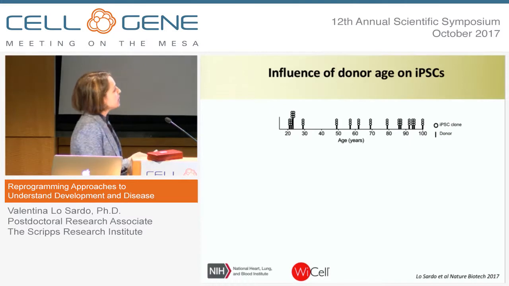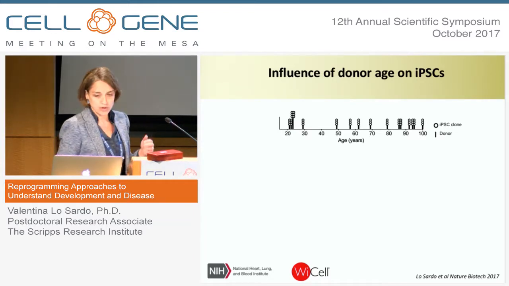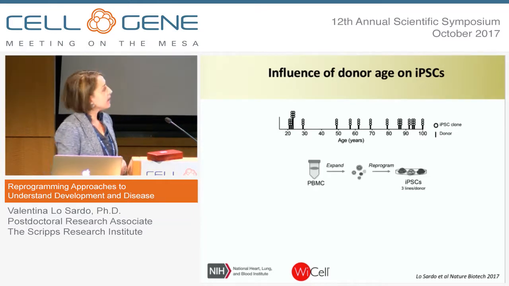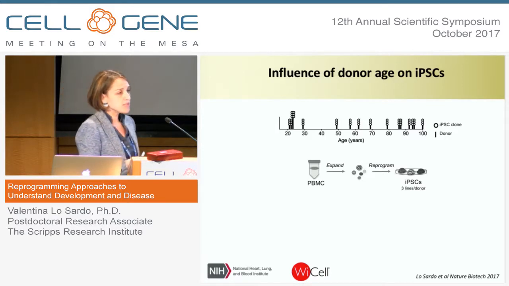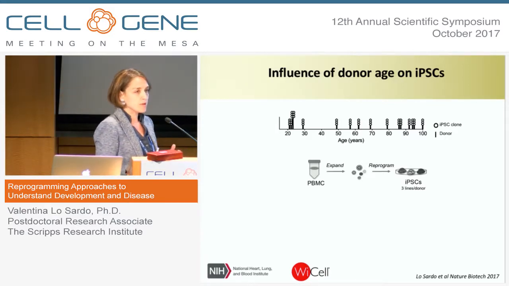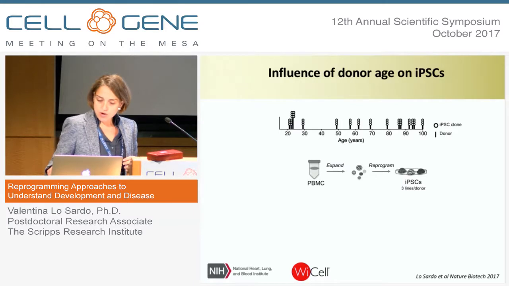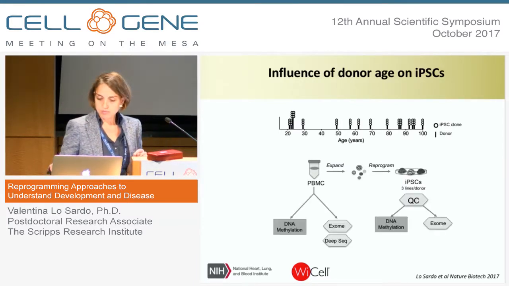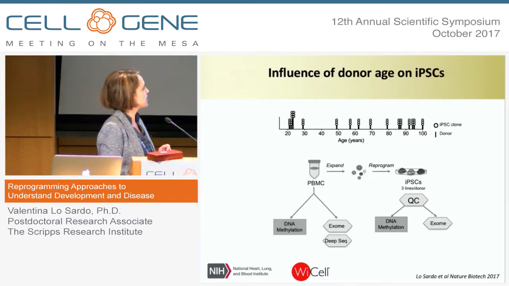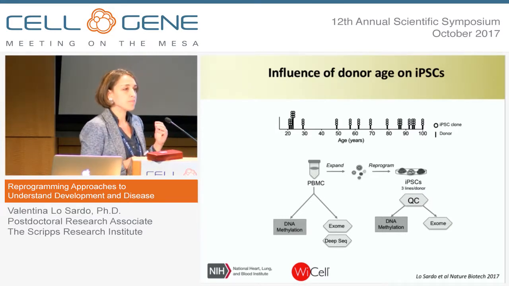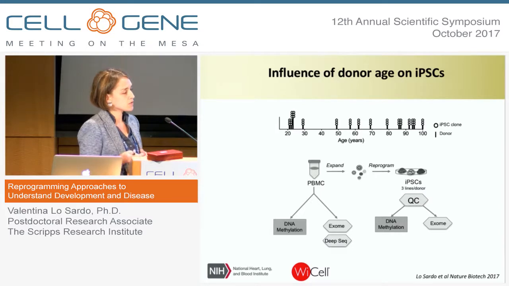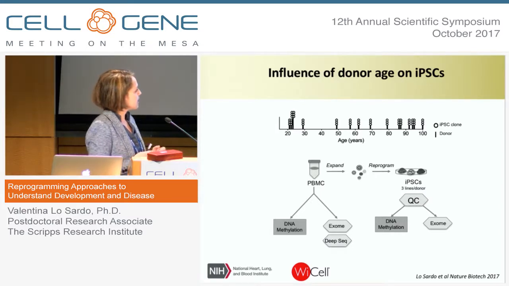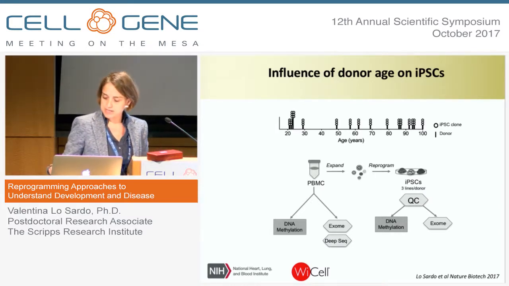For our study, we took the elderly samples, but also donors of all ages from 20 up to 100. We took their blood, took PBMCs, expanded them and reprogrammed them. For reprogramming, we chose to use 3 lines per donor. And we did a very simple study. We looked at the methylation state and also at their genome. So we did DNA methylation analysis and exome sequencing.